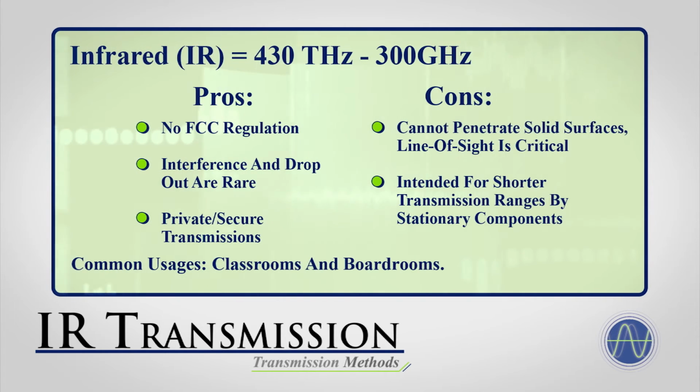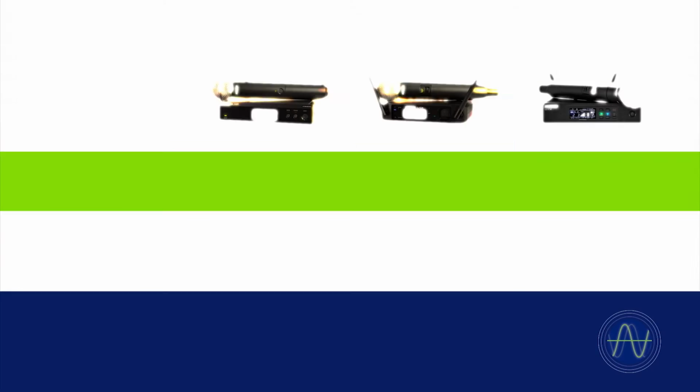And their receivers often cannot be rack-mounted. This same limitation, however, does mean that an IR signal is more private than traditional radio signals, which could possibly be picked up by other nearby receivers. IR systems are typically found in small classroom and boardroom applications with stationary transmitters and receivers.